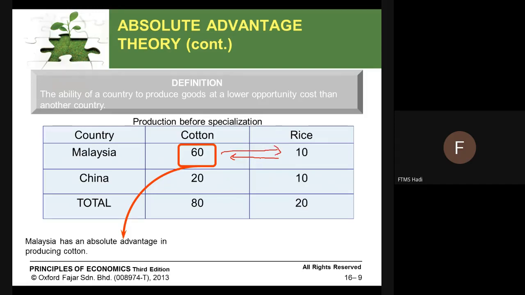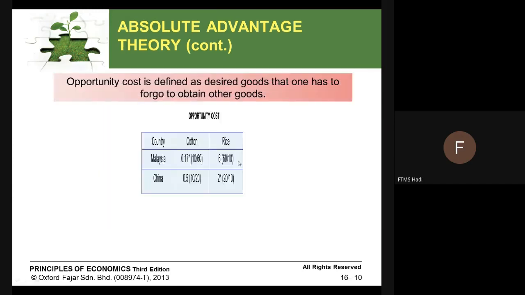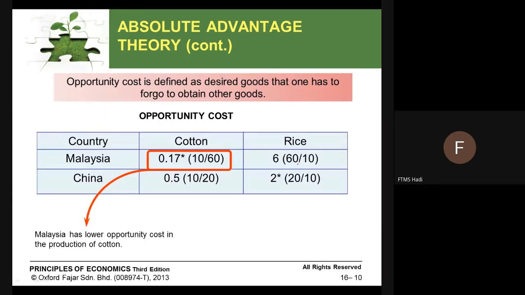This one, comparative advantage. If you want to calculate cotton, right side divided by left side. But if you want to calculate rice, right side divided by left side. 60 divided by 10, which is 6. Same goes to this one, cotton: 10 divided by 20, 0.5, and then 20 divided by 10 is equal to 2.